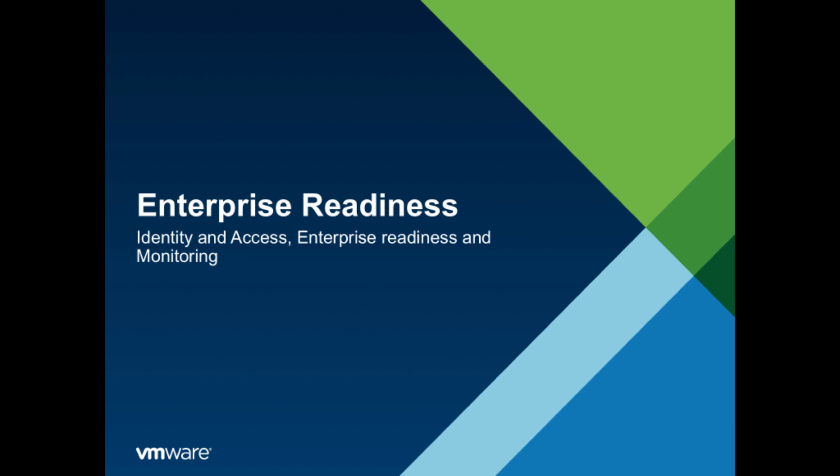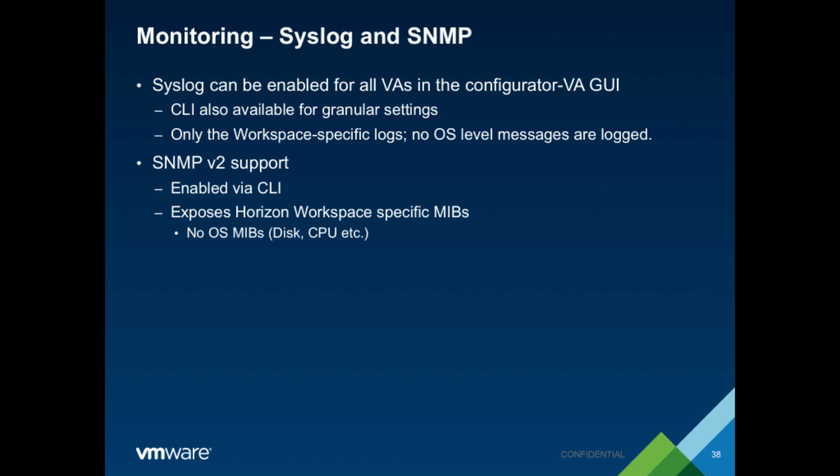Some of the enterprise readiness features implemented in Workspace Portal 2.0 are the identity and access and some of the monitoring capabilities. From a monitoring point of view, some of the new features and some of the recommended best practices is enabling syslog and SNMP monitoring.